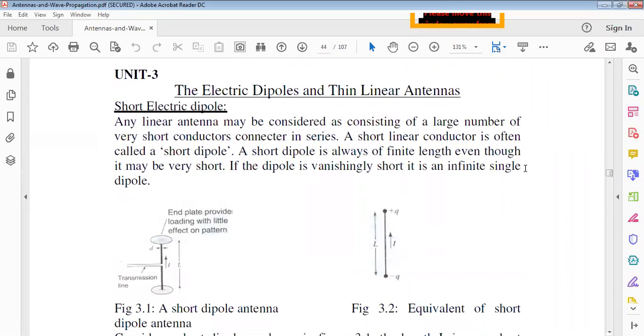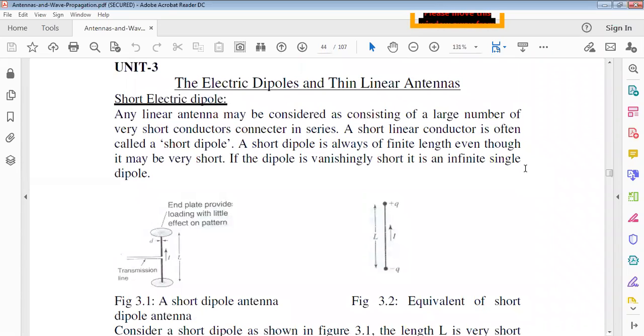See here, the short electric dipole. The name itself indicates this is a dipole having two polarities. It is a linear antenna that may be considered as consisting of a large number of very short conductors connected in series. If we consider the derivation of the parameters, it is best explained with an example.